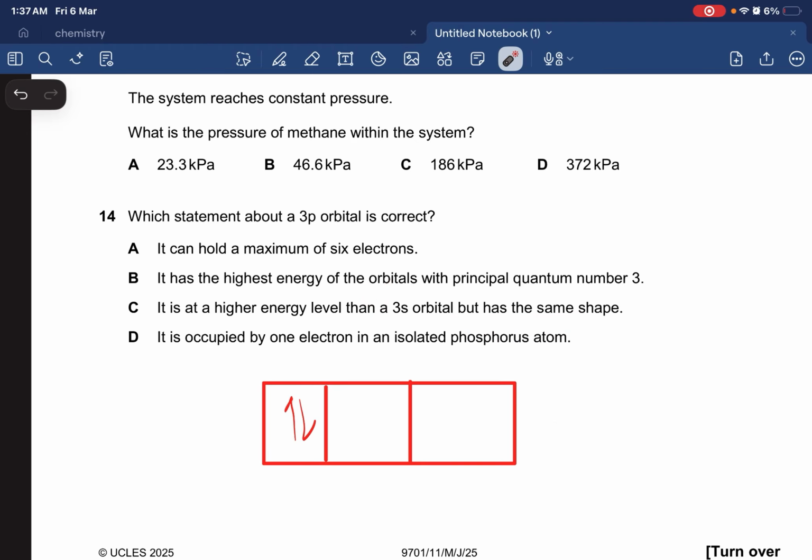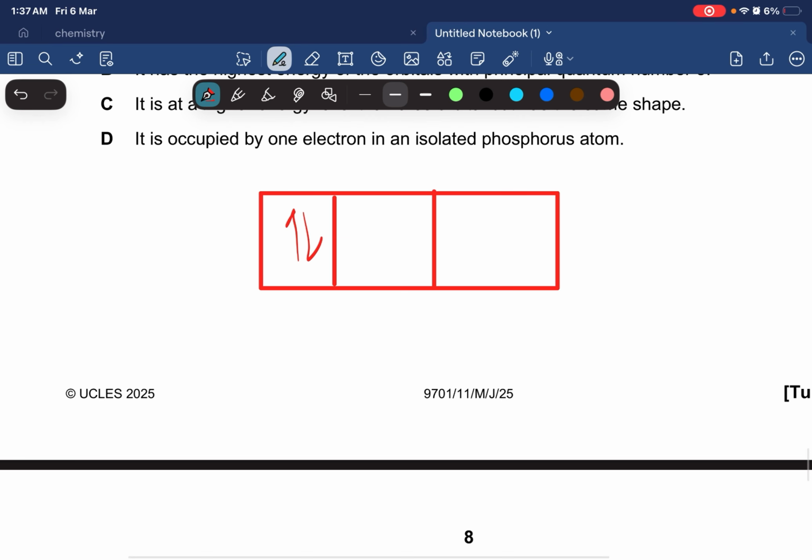It is occupied, obviously, when this is crossed, this is crossed, this is crossed. This has to be correct. Let's see what this is. It is occupied by one electron in an isolated phosphorus atom. Let's draw the electronic configuration for a phosphorus atom.